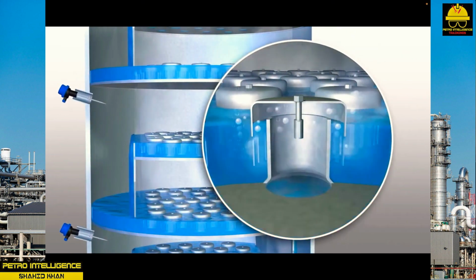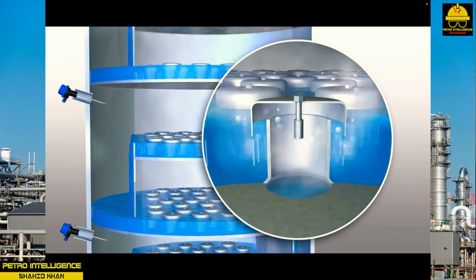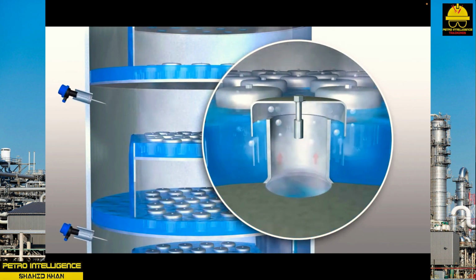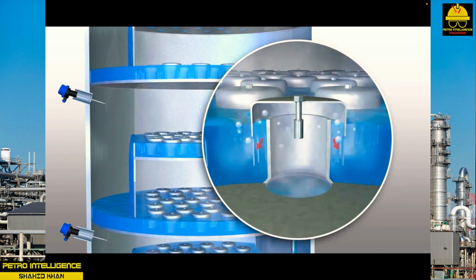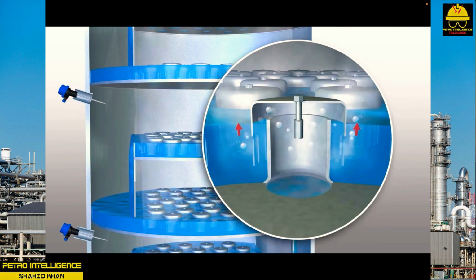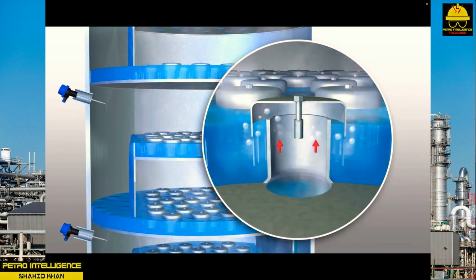In packed columns, a liquid feed distributor is used to evenly disperse the liquid. In a plate column, the reflux is pumped to the upper tray. Plate columns are not as sensitive to liquid feed distribution as packed columns are.